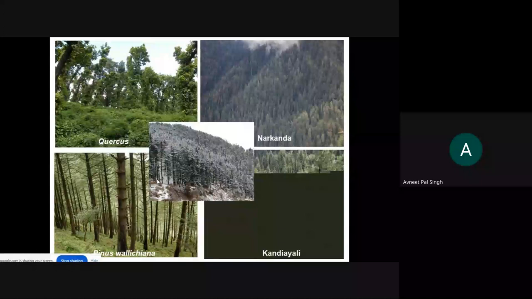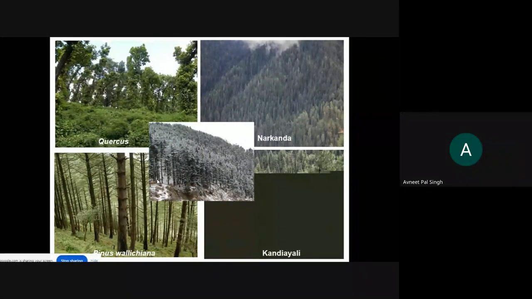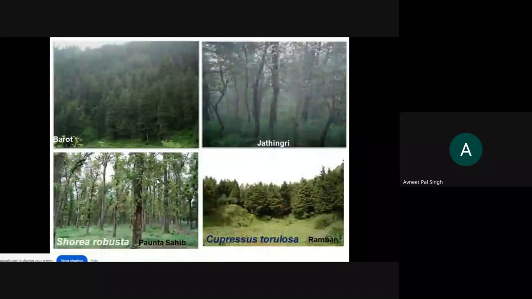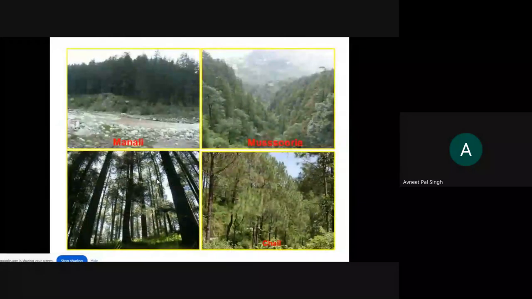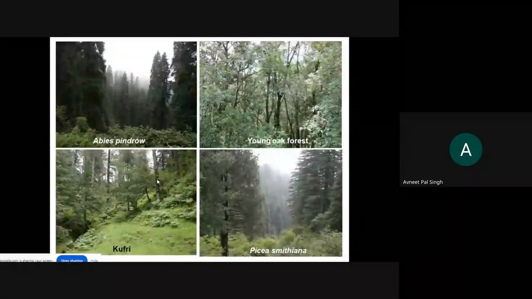We have collected them in association with broad-leaved tree species and conifers. We have collected them from various places, from very humid and dry to extremely cool conditions. They have the ability to grow under all these environmental conditions.